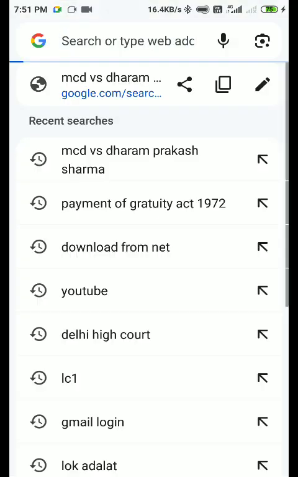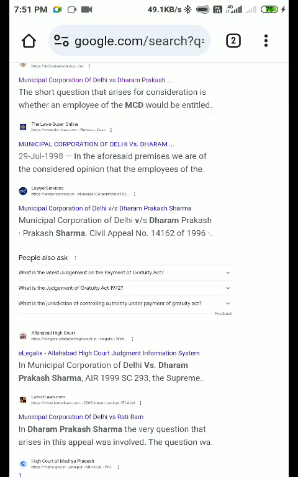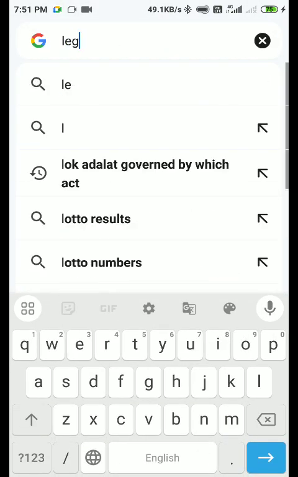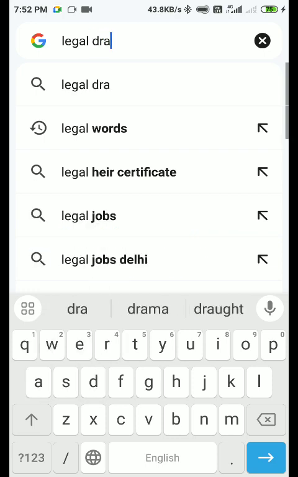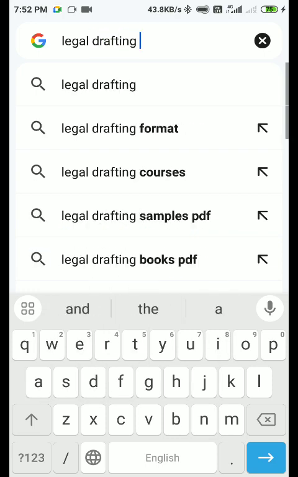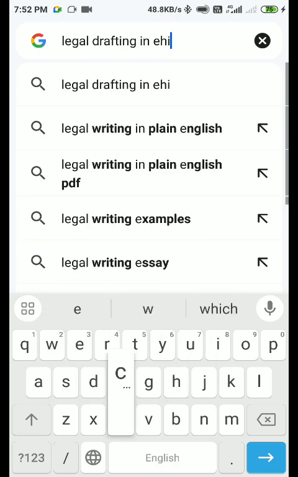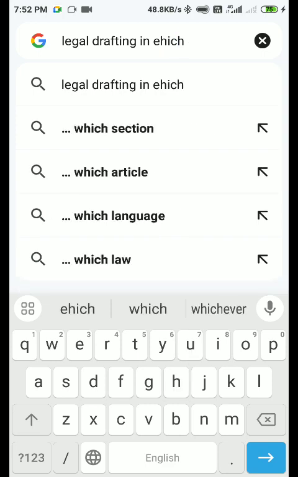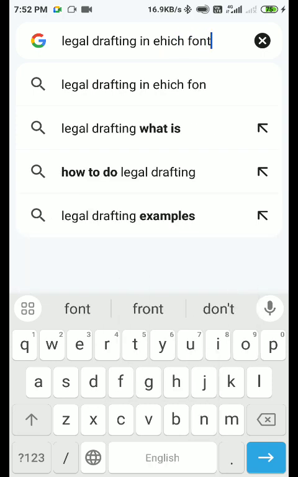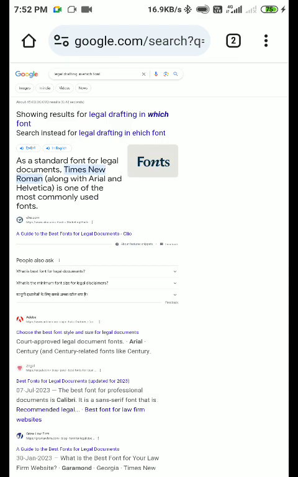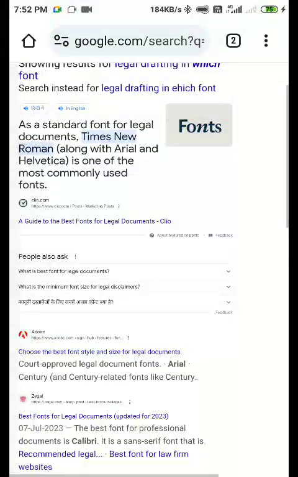Other than notices, while we draft things, is it Times New Roman 12 and 1.5 line spacing, I guess? Times New Roman, font size 14, and 1.5 line spacing. It totally depends on the type of draft you are doing.